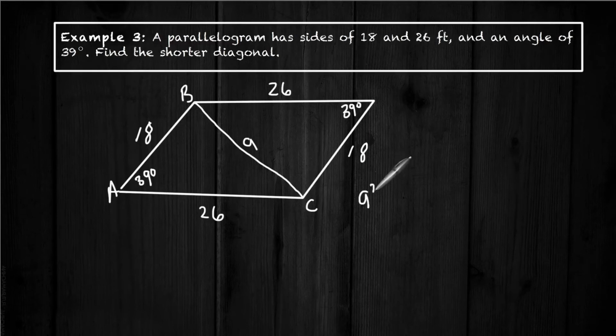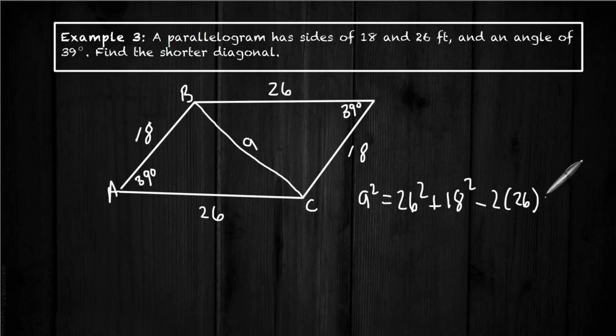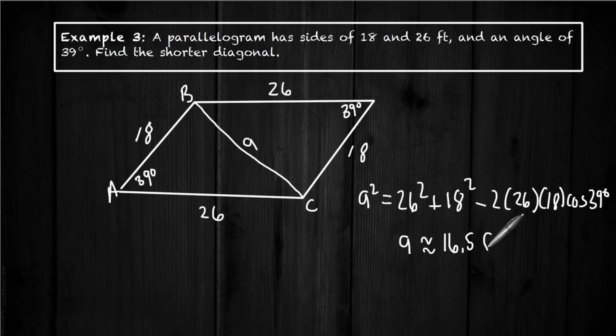So it'll be A squared equals B squared, which is 26 squared, plus C squared, which is 18 squared, minus 2 times B and C. So that's going to be 26 and 18, and cosine of 39 degrees. Type that all in your calculator. Don't forget to take the square root, and you will get side A to be 16.5 feet, and that would be the length of the shorter diagonal.